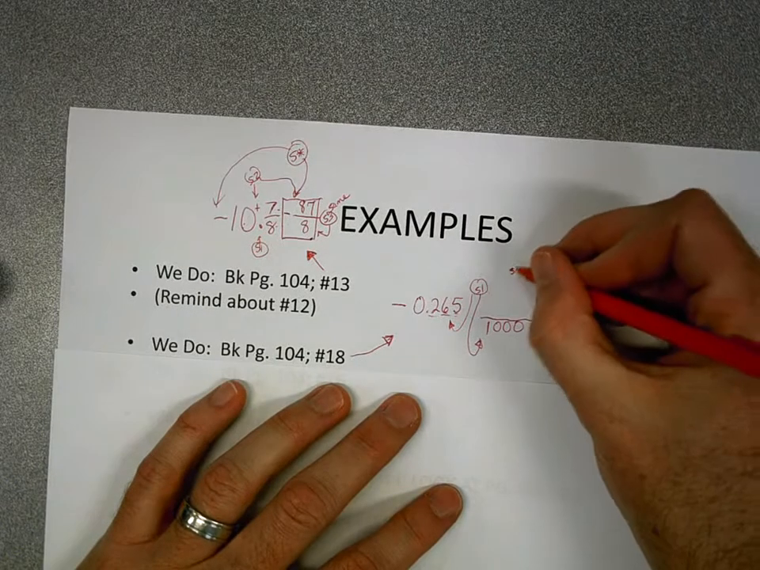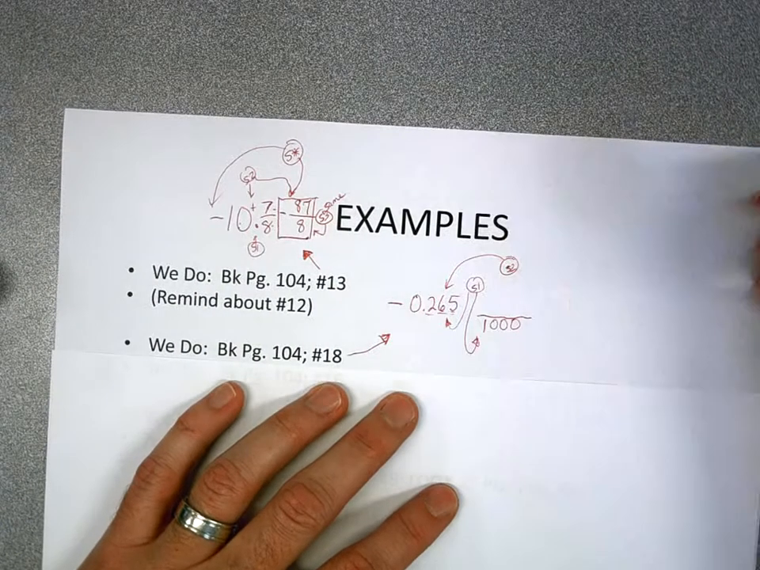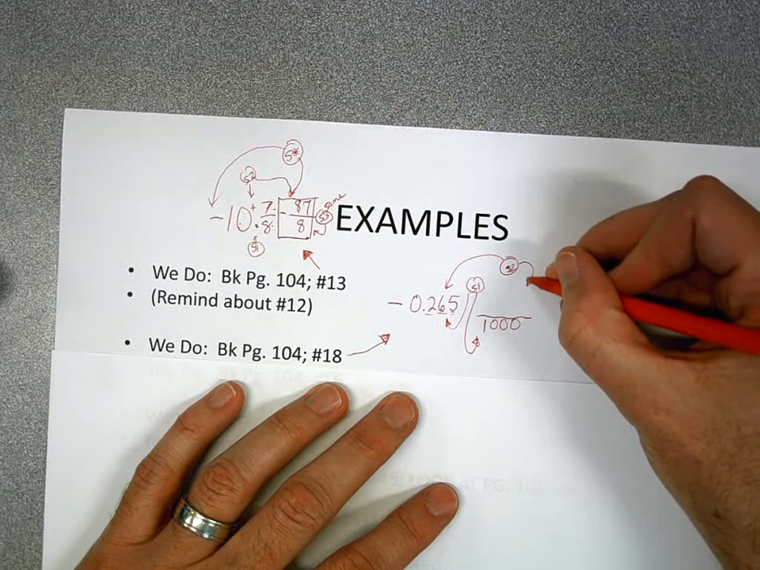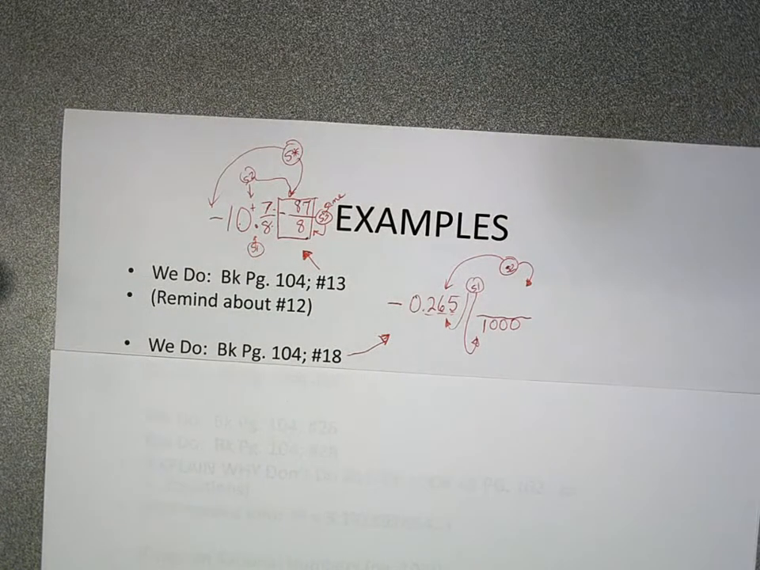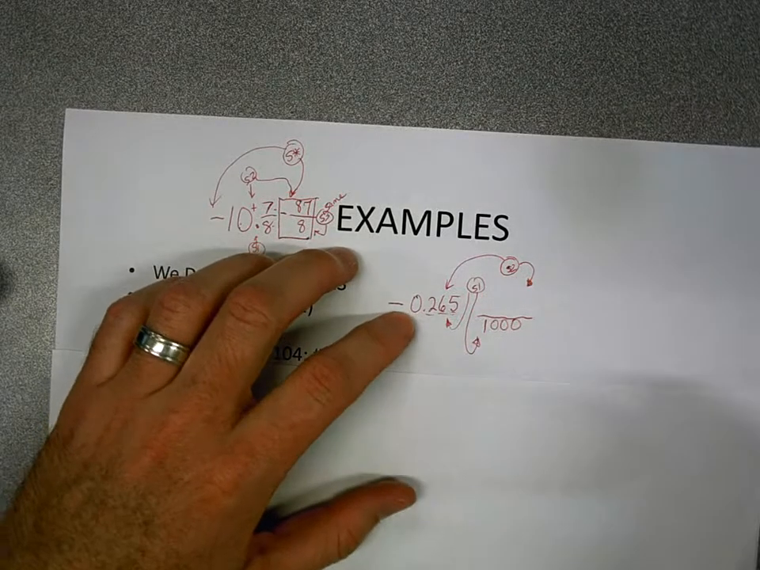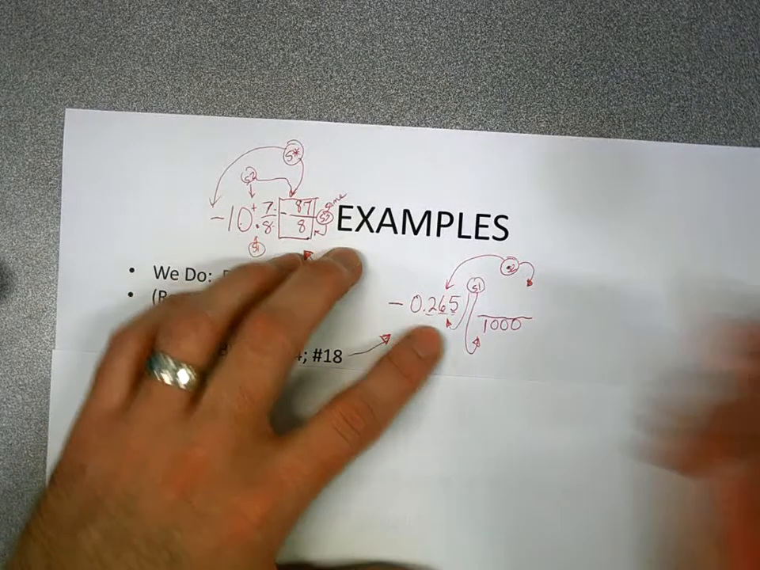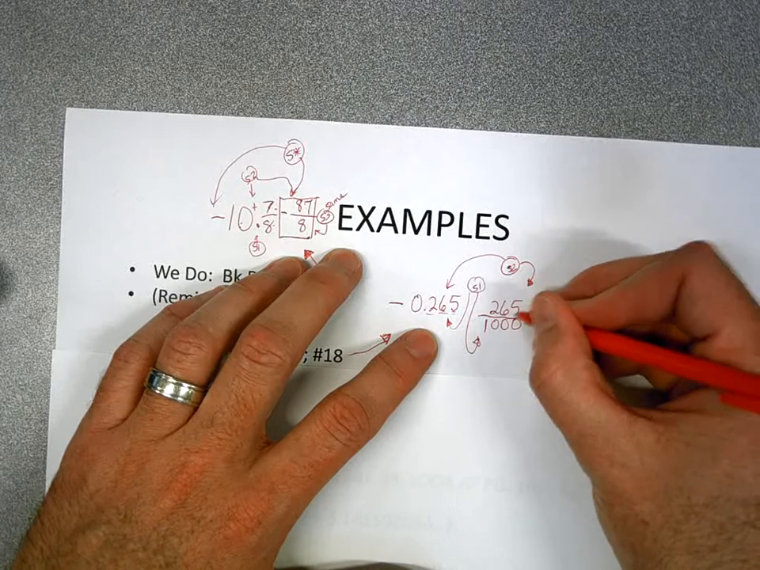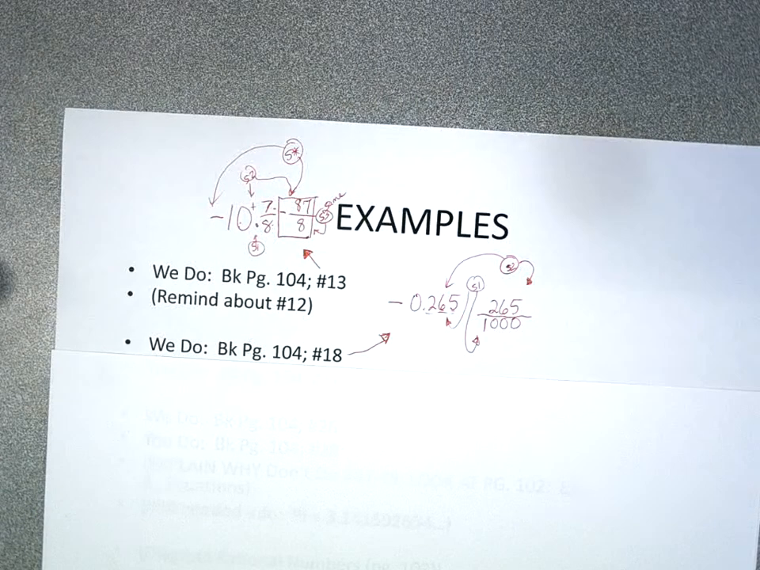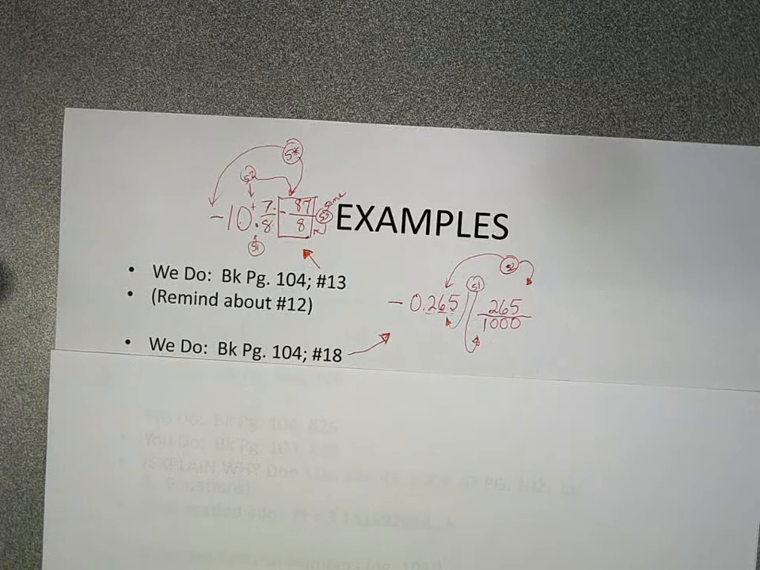Now step 2 is you take the decimal part. What I mean by that is everything to the right of the 0 and the decimal point, and you place it as your numerator. So in this case, 265.